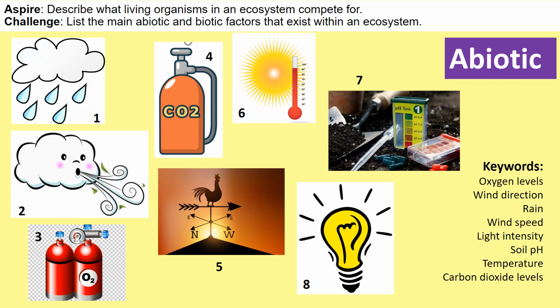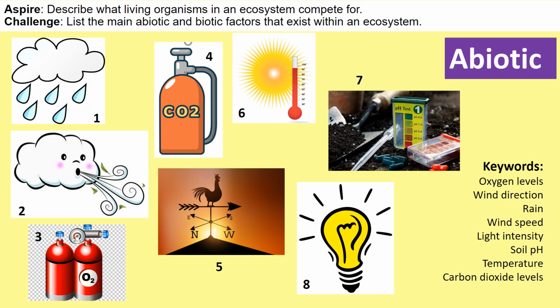Okay, within an ecosystem there are many different factors that affect how easily or how difficult it is for living species to exist there. There are 2 groups of factors which exist within any ecosystem all over the world. Those factors are split into the groups abiotic and biotic. Just to remind you, the word abiotic means non-living.